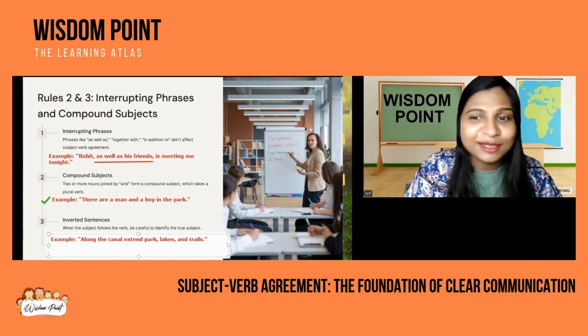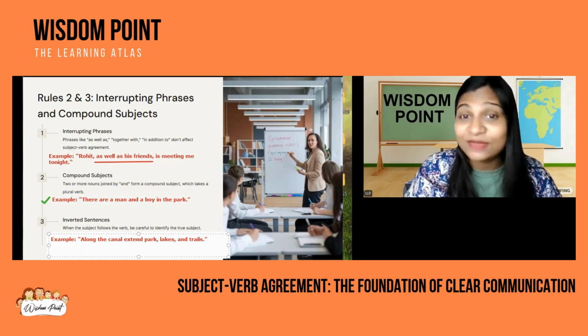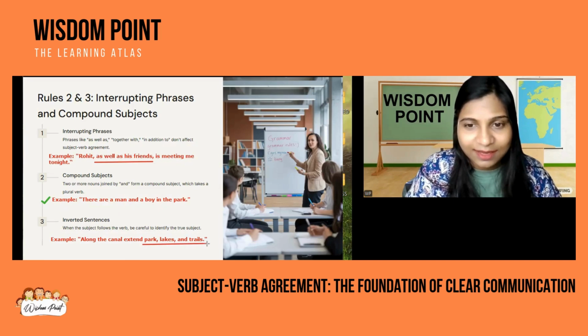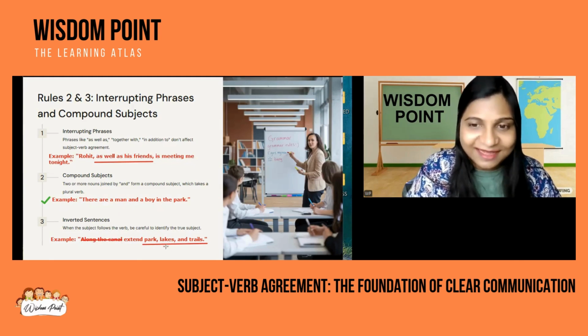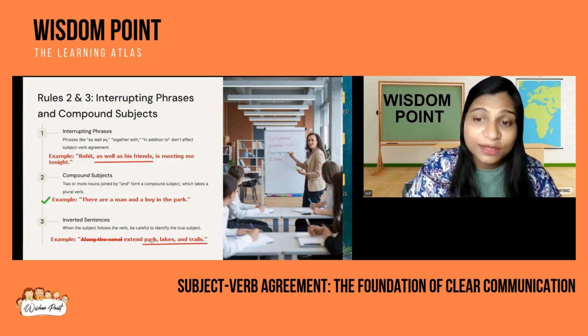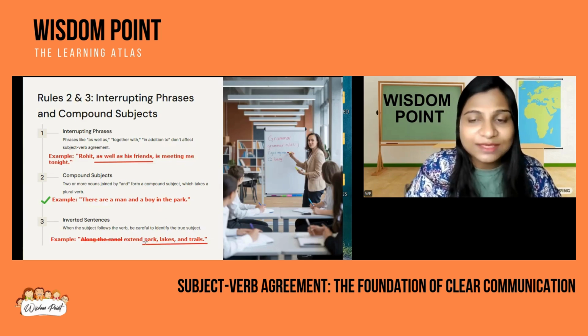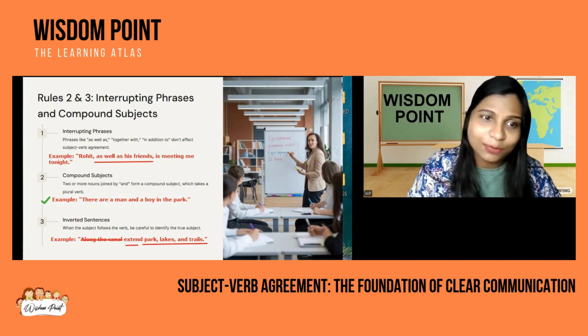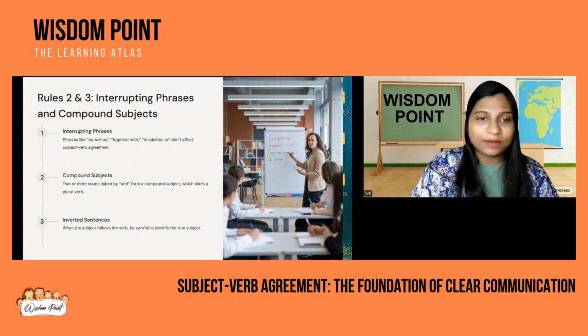Okay. No. So if canal is coming to your mind, that's a wrong one. The correct subject is park, lakes, and trails. Okay. Along the canal, it's a prepositional phrase, so you can eliminate the same. So what is left? Extend, park, lakes, and trails. Now, park, lakes, and trails is again giving you a list. And that's the reason we'll be using extend and not extends. I hope you remember, if you have a plural subject, your verb will be plural with no S. I hope you're getting this. Now let's move on to the next one.